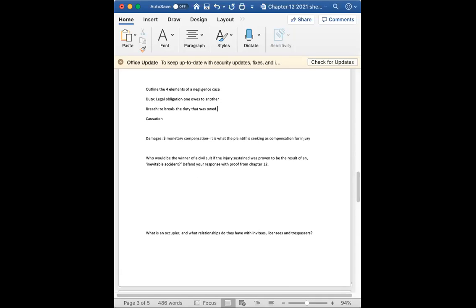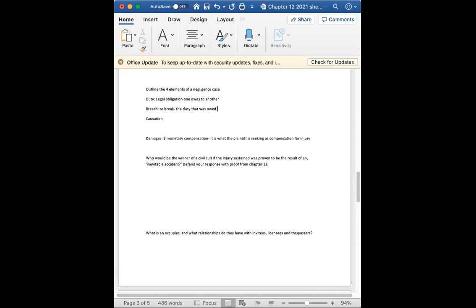Just because someone breaks a duty, is that enough to get us a lawsuit? Think back to the three things that have to be in place in order for a negligent act to move forward. No. It has to result in injury. Yeah, there has to be some sort of injury.